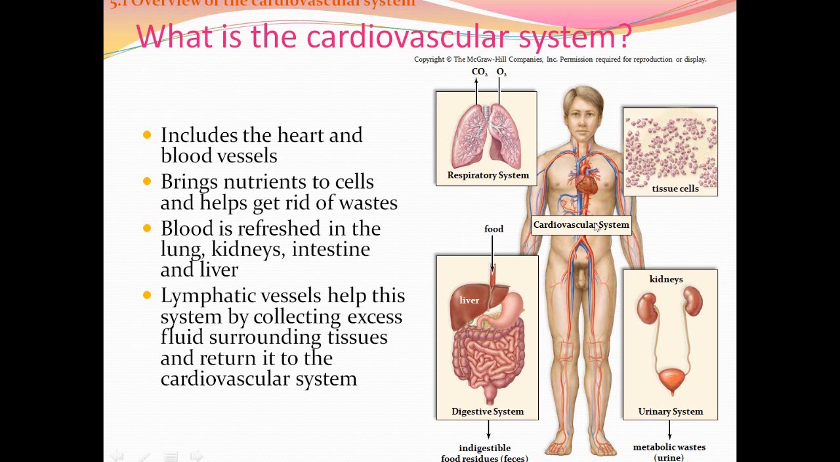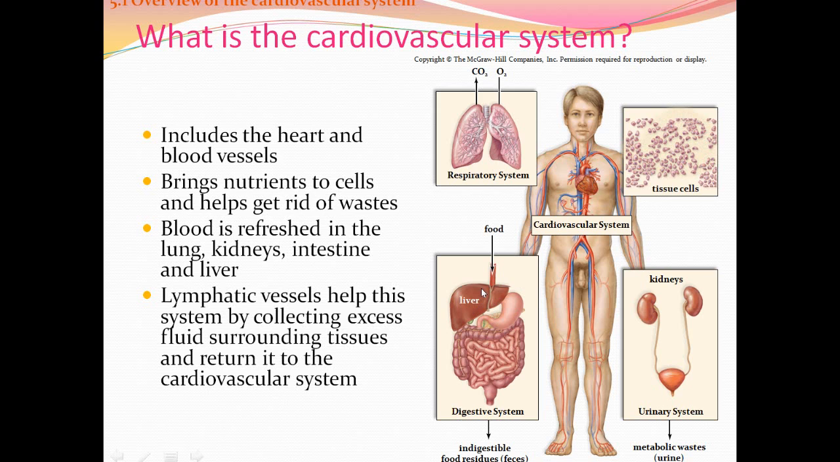Okay, so the cardiovascular system is made up of the heart and your blood vessels. Its job is to take nutrients to the cells and to remove waste from the cells. It's also going to take oxygen to the cells and take carbon dioxide away from the cells. So you need oxygen to make ATP. A byproduct of making ATP is carbon dioxide. So carbon dioxide builds up and you need to exhale it.